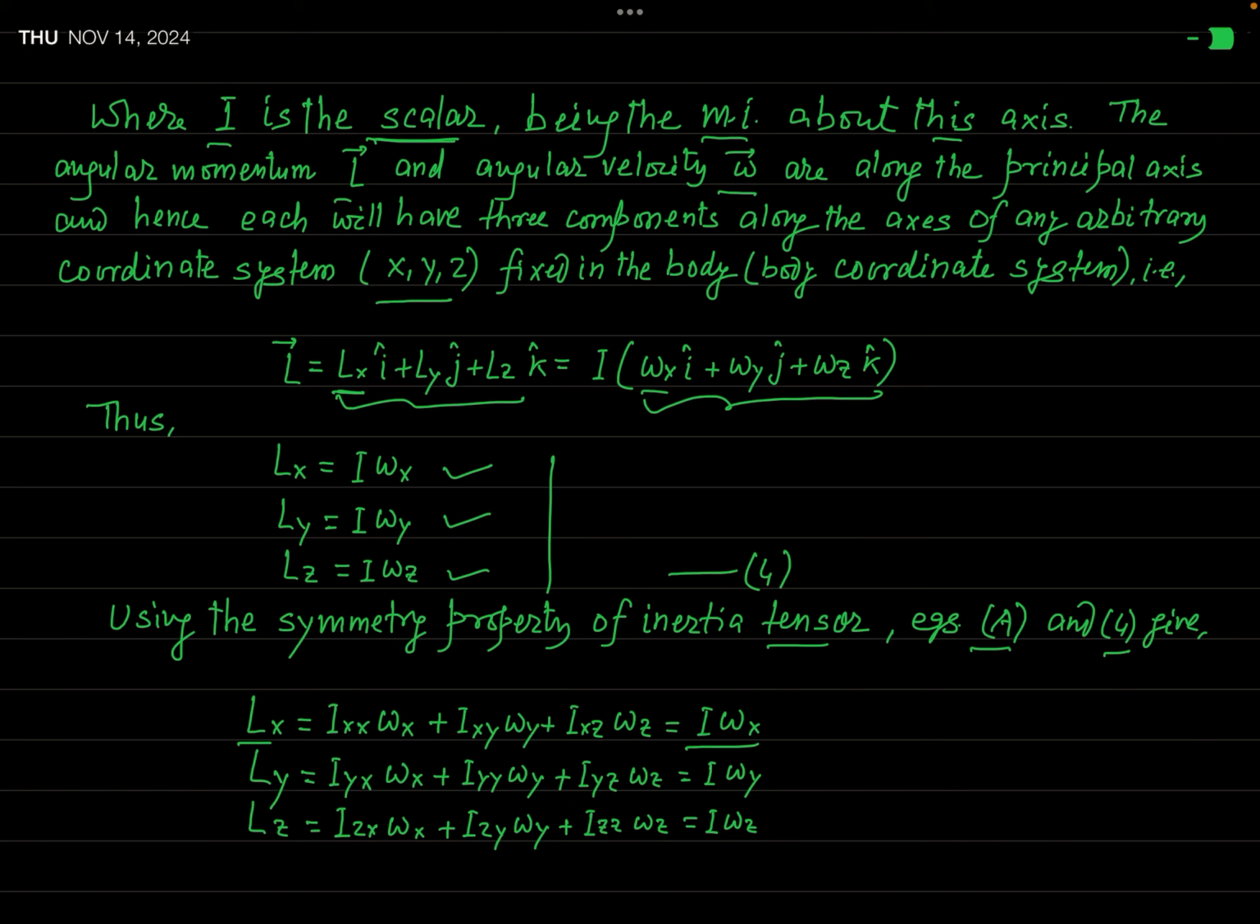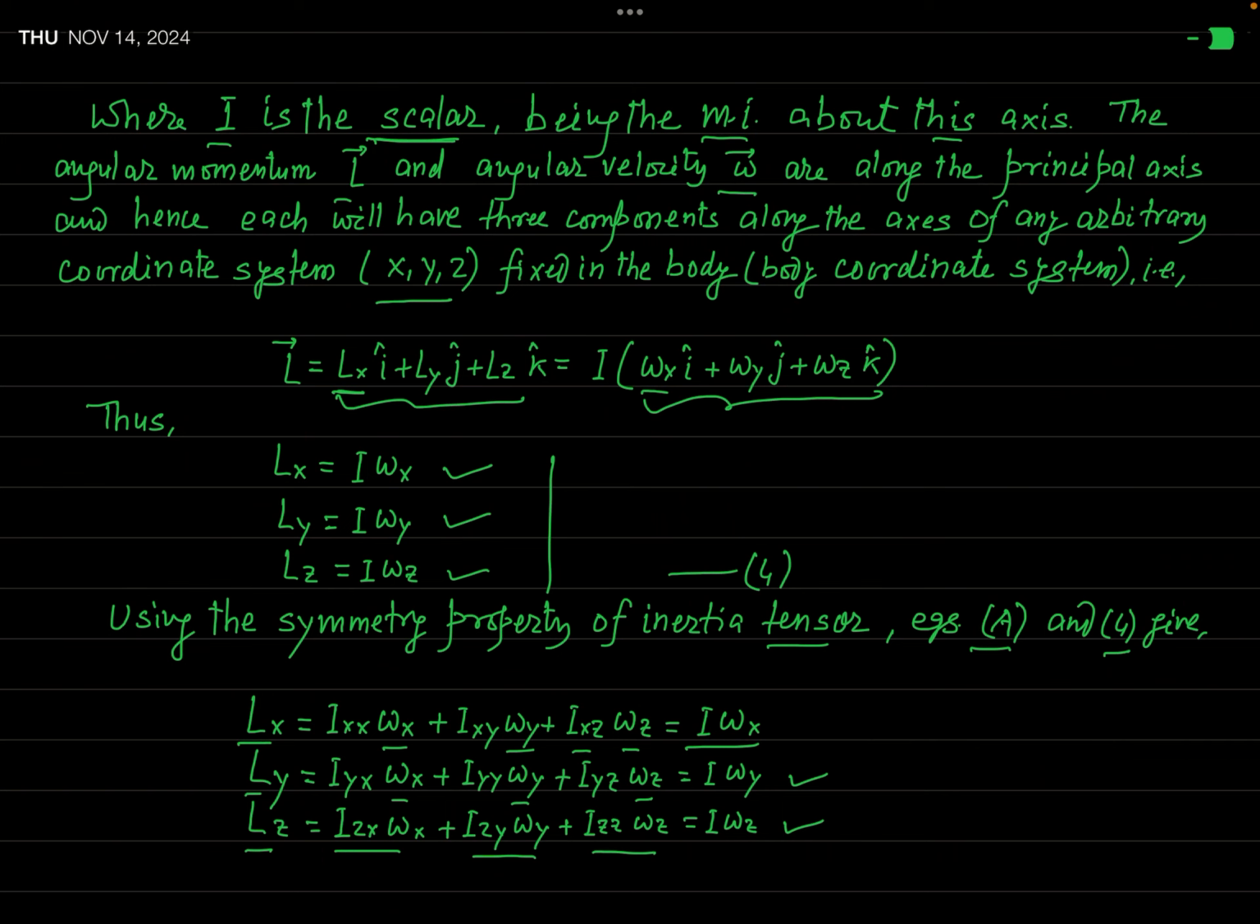And in the previous lecture you have seen that Lx is equal to this much, Ixx omega x plus Ixy omega y plus Ixz omega z. So you can equate both of these. Similarly, you can also equate the values of Ly and Lz. Ly, you have seen earlier that this is Iyx omega x plus Iyy omega y plus Iyz omega z, and presently you can see this is equal to I omega y. Lz, you have seen earlier, this is Izx omega x plus Izy omega y plus Izz omega z, and in present case it is I omega z.